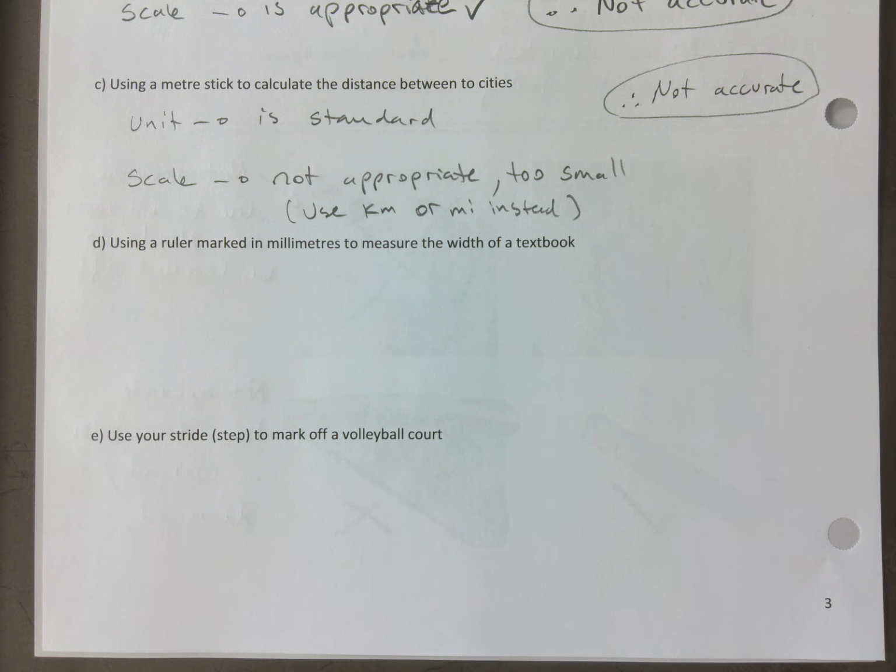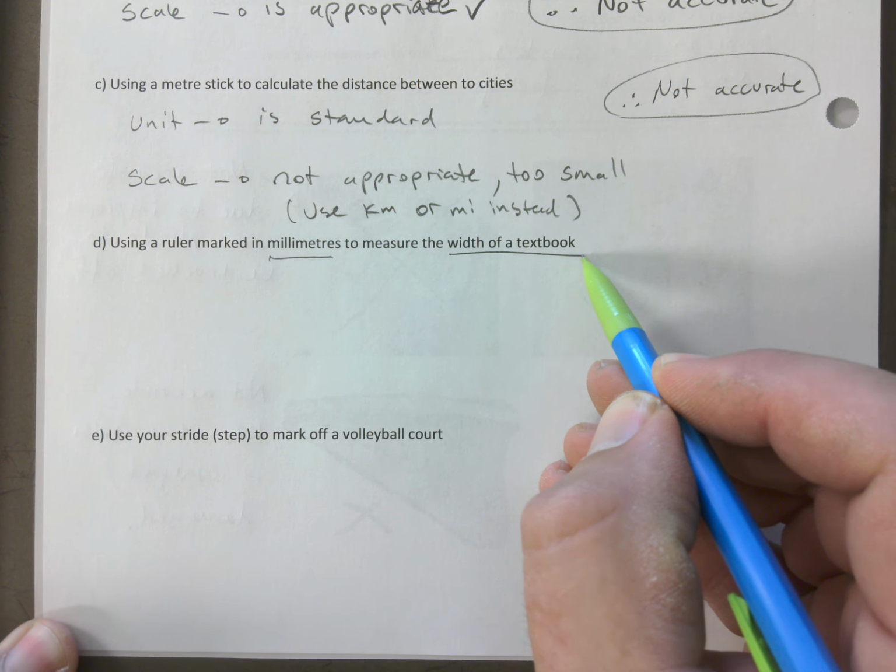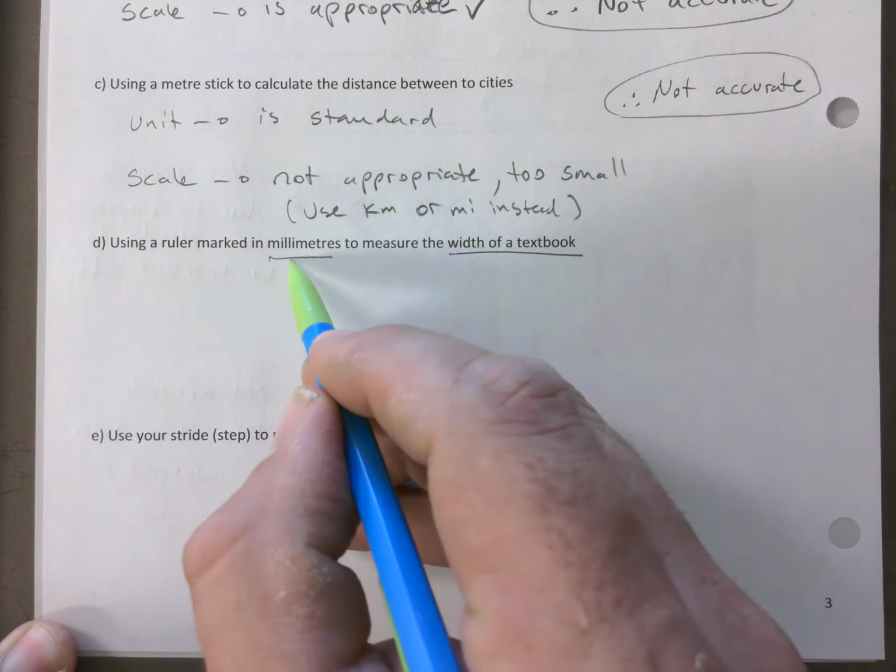So here you go. Using a ruler marked in millimeters to measure the width of a textbook. That would be all right. This is standard. Check. Scale is appropriate. Therefore accurate. Okay.